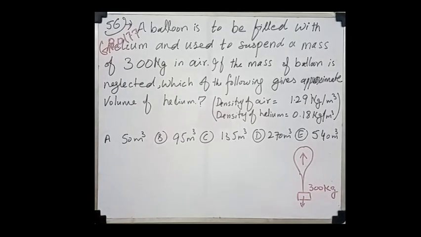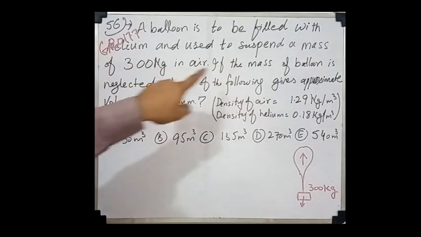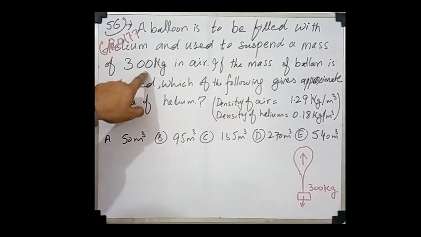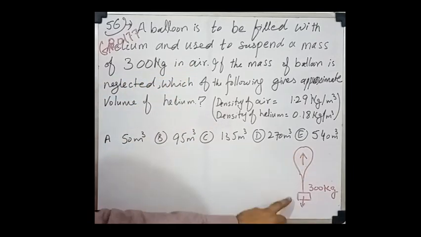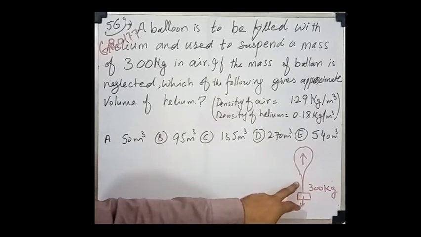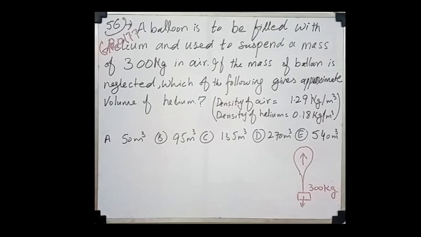We are starting this video from problem number 56 of GRE paper 0177. This problem states that a balloon is to be filled with helium and used to suspend a mass of 300 kg in air. We have a balloon filled with helium gas and a block of 300 kg is to be suspended in air due to the upthrust force on this balloon.